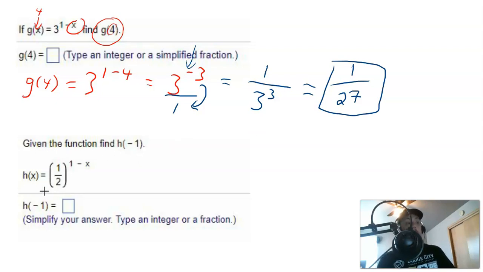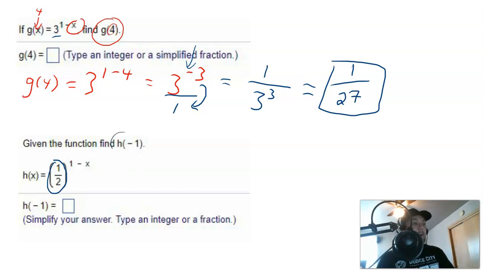We have h of x equals 1/2 to the 1 minus x power. So again, what I'm trying to do with these examples is illustrate, the base can be just like a regular whole number, like 3, 4, 5, whatever, as big as you want. Or it could be a fraction, right? It could be between 0 and 1 as well. So it cannot equal 1, it can't be negative, but 1/2 is okay.